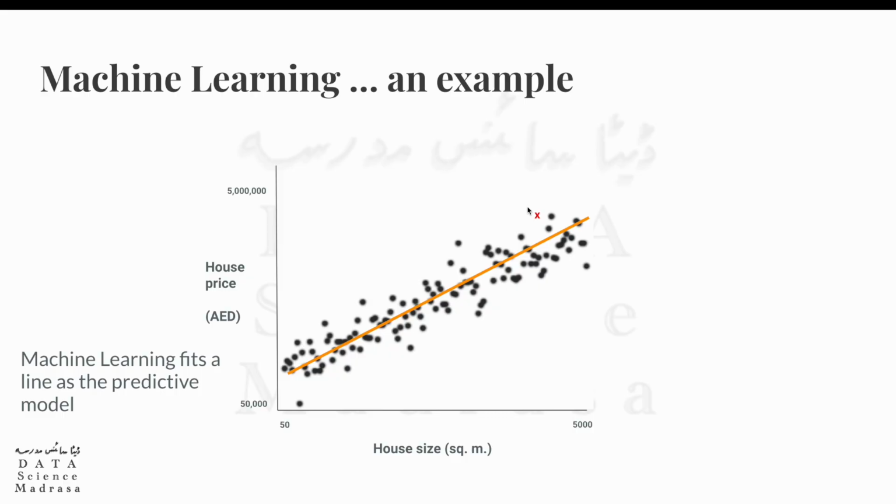Let's say there's a new house that appears in the market, denoted by this x. It's a certain distance away from our linear model. That becomes the error. Because if you see, the line will give this particular x-axis value a y-axis value of around 3.5 million, when it really is 3.7 million, let's say. So that's a 200,000 dirham model error.